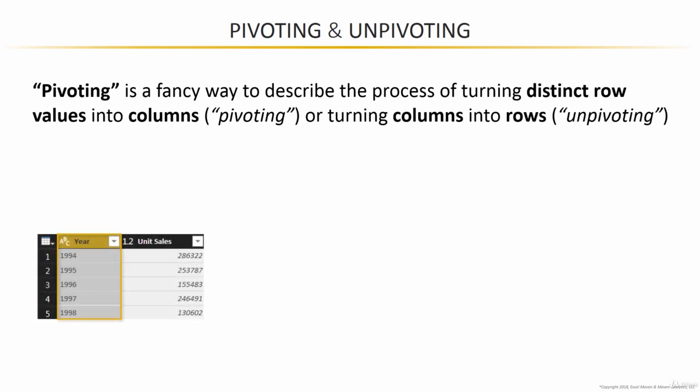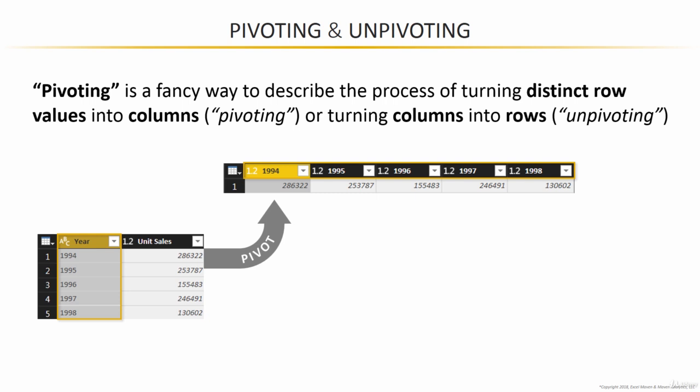So imagine this simple two-column table. You've got years in the first column, and you've got a numerical field like unit sales in the second column. If we were to select the year column and pivot this table, we would essentially take the year in each row and turn it into its own column. So now instead of a row for 1994, we have a column for 1994. Same goes for 95, 96, 97, 98. So we've basically flipped that table from a vertical format up to a horizontal format. We've turned rows into columns.